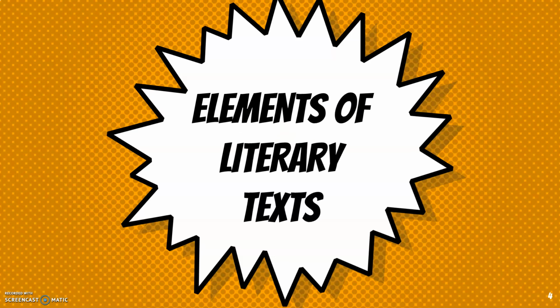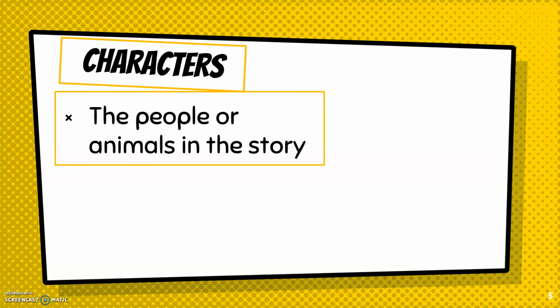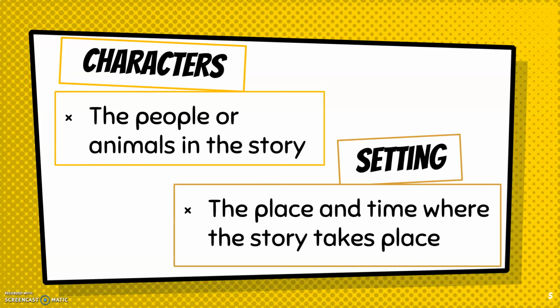Now let's talk about the elements of literary texts. The first element is the characters. They are the people, gods, heroes, or animals that are central to the story. Next is the setting. This is the place and time where the story takes place.